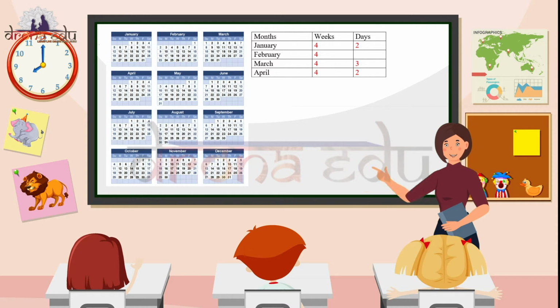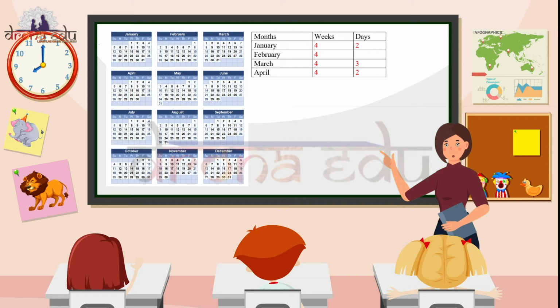So totally how many days can we find from this? For example, if I take January, 4 into 7, 28, plus 2, it is 30. So 30 days is there. That's what we are going to say. 4 weeks 2 days means 30 days.